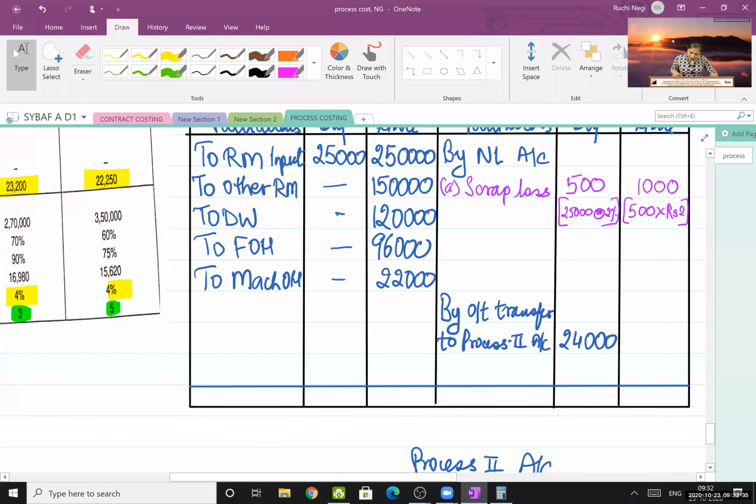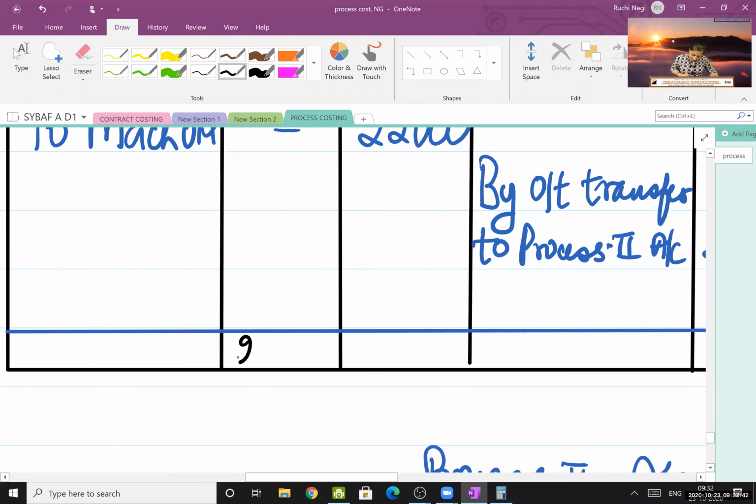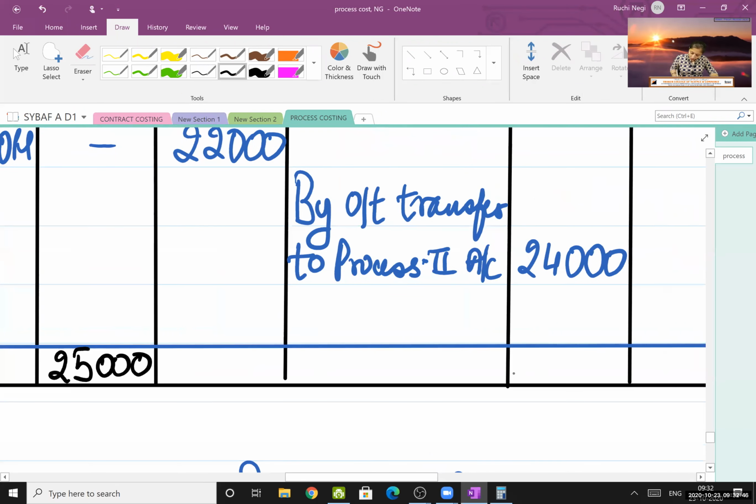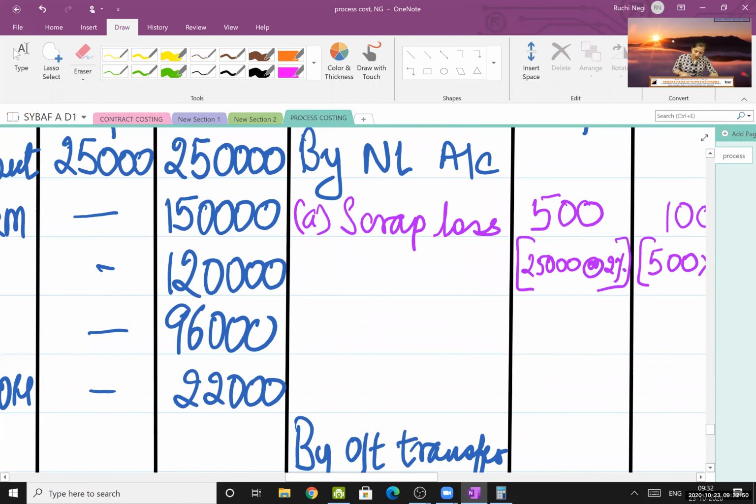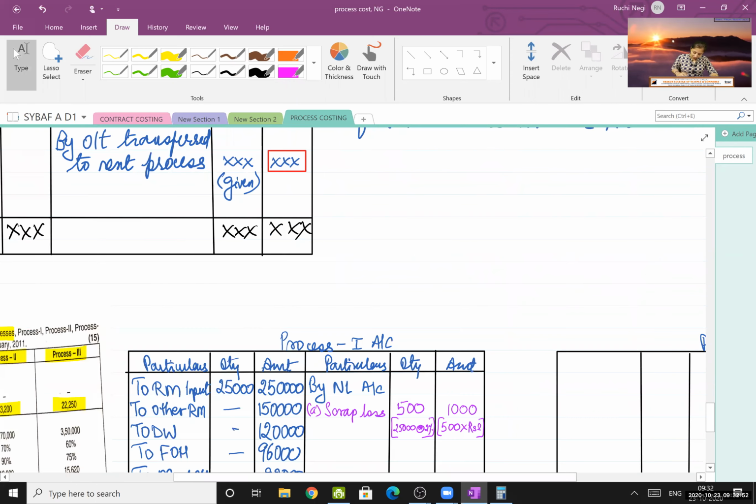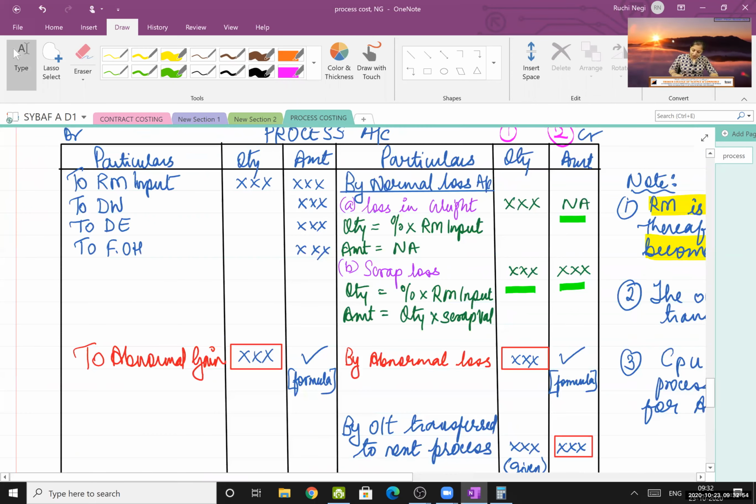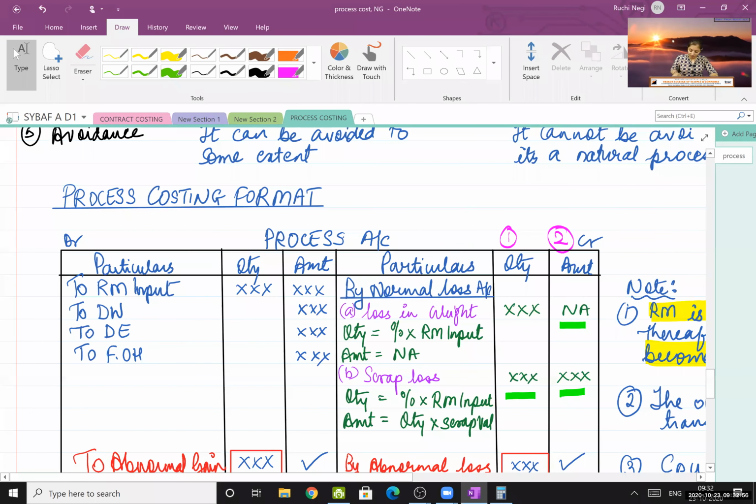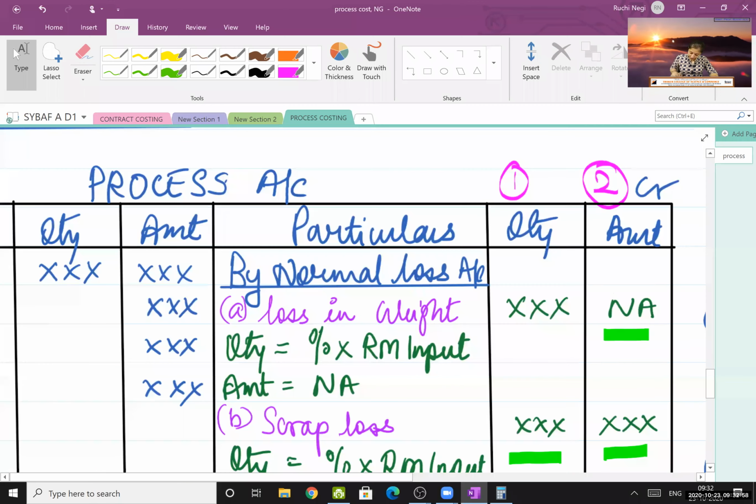See the debit side 25, credit side is how much? 24,500. The credit side is less. So 25,000. First close the quantity column. Last lecture मैंने बताया था. See, there is that format here. The quantity column is closed first. See, I put here 1. Okay.